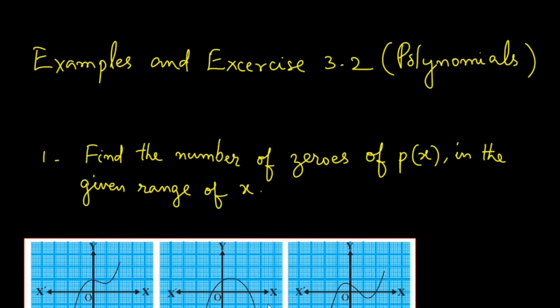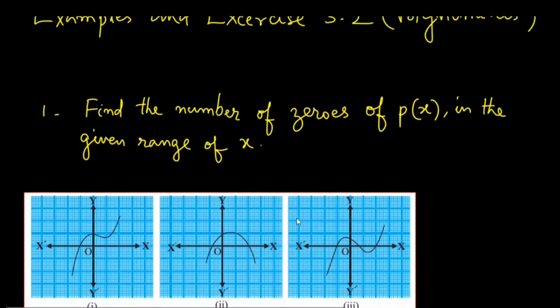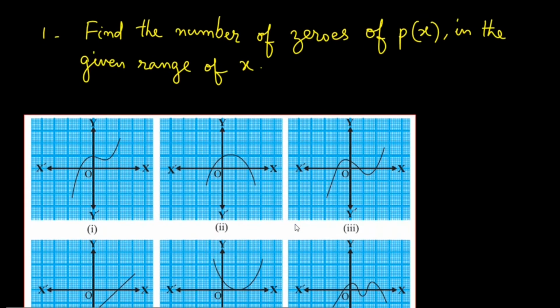Hi everyone. In this video, let us see some examples and exercise 3.2 of polynomials. First question, find the number of zeros of p of x in the given range of x. Here we have some graphs. So within the given range of x here, let us find the number of zeros.